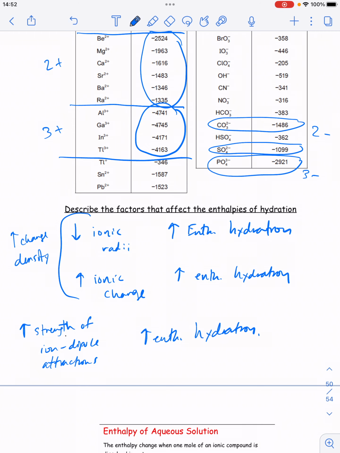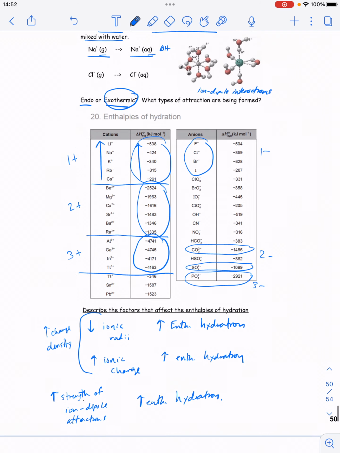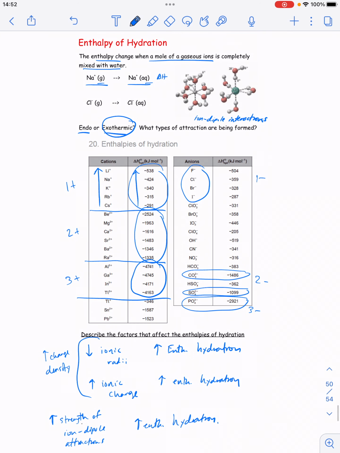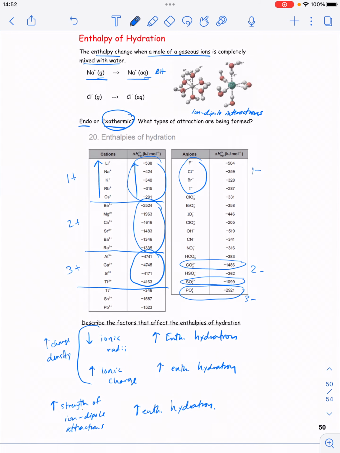And that's really all you need to know about enthalpies of hydration on their own. They will combine with the lattice enthalpy into an energy cycle, but this video is just about the enthalpy of hydration.